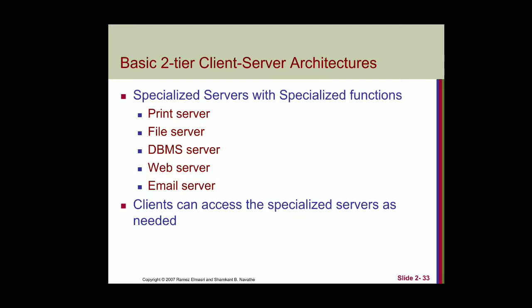Then we can see the basic two-tier client server architecture. It has specialized servers with specialized functions like the print server, which is going to help us in printing documents and all. Then if we want to handle some files, we can make use of file servers. Then for DBMS related things like insertion, deletion, updation, we can make use of the DBMS server. Then regarding the web, we can make use of the web server.